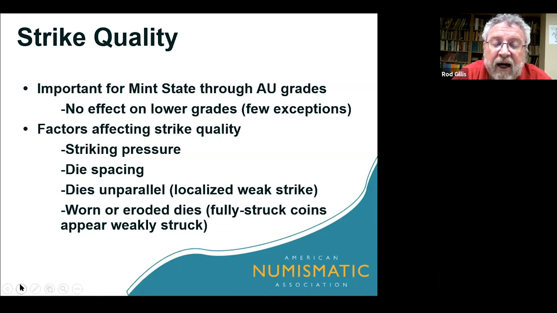If the dies are set too far apart so that they do not leave sufficient pressure on the blank, then that means it's not going to strike up as strong. If the dies are not parallel, if one of the dies is at a slight angle, then the lower part will hit very strong on that coin, and the part that is not parallel, that is spaced further apart, will look like a weak strike. And as we've discussed, worn or eroded dies.